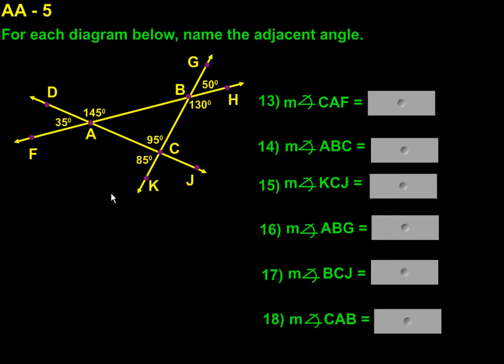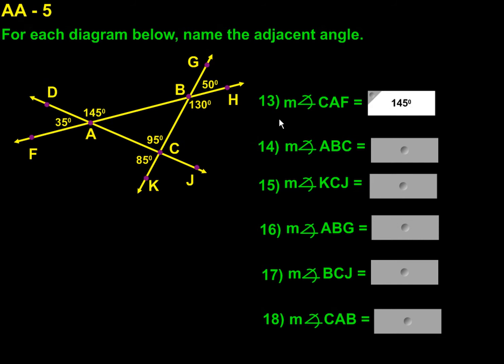Okay, we're going to start with 13 through 18, looking at this diagram. So we need to determine what the measurement of angle CAF is. And if we look over here, we can see we have C, we have A, we have F. So we're looking for this space right here. Now, using the idea of vertical angles, this angle is opposite this angle, and so I can tell that it has to be 145 because the angle opposite it is 145.